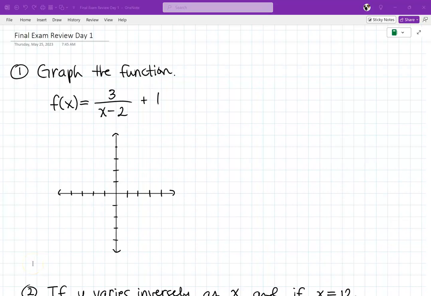All right, so final exam review, day 1. So we got 5 days. We're going to get the first one out of the way. Graph the function f of x equals 3 over x minus 2, plus 1.